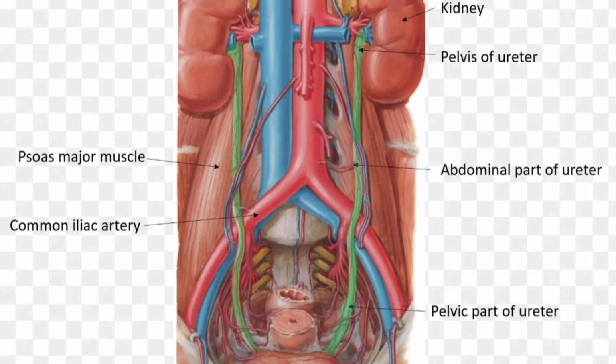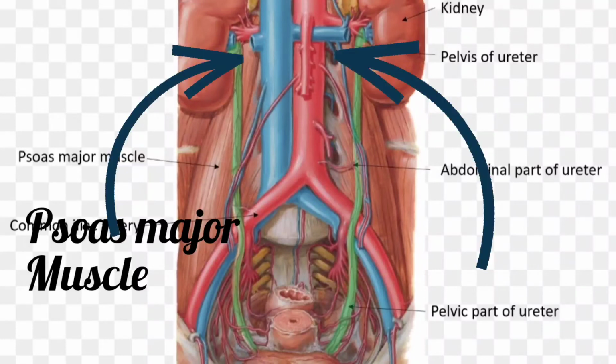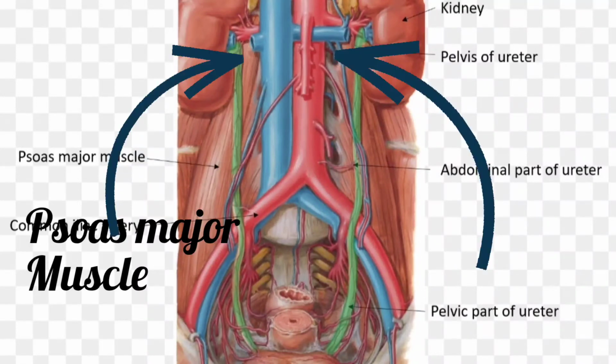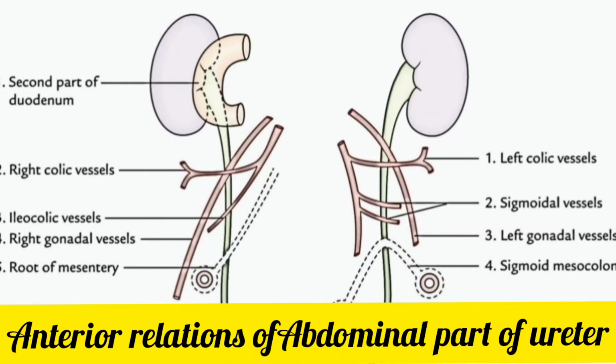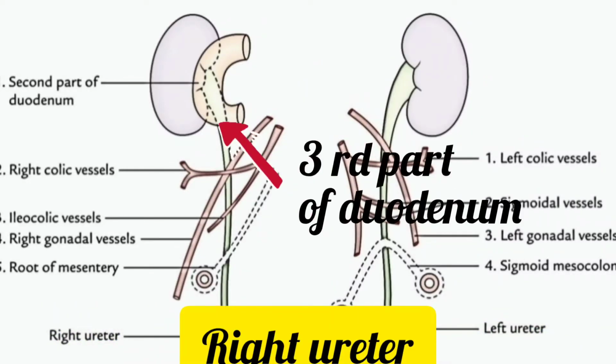Now we will look into the posterior relations of the upper part of the ureter. The left and right ureters are related to the psoas major muscle. Now we will look into the anterior relations of the abdominal part of the left and right ureter. First is the right ureter.